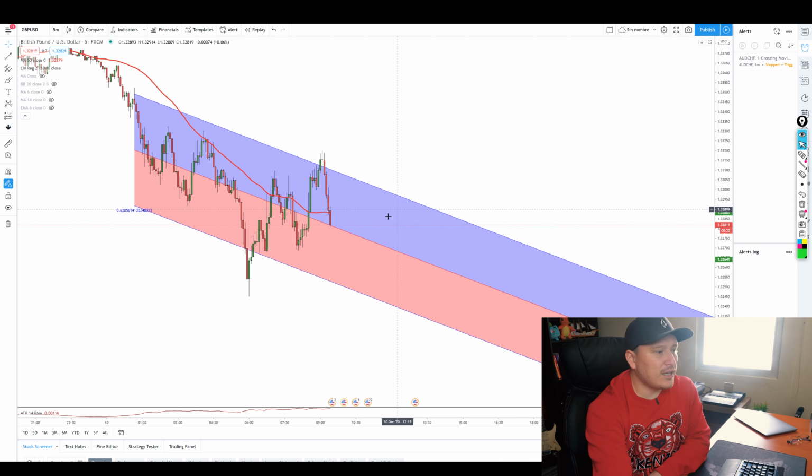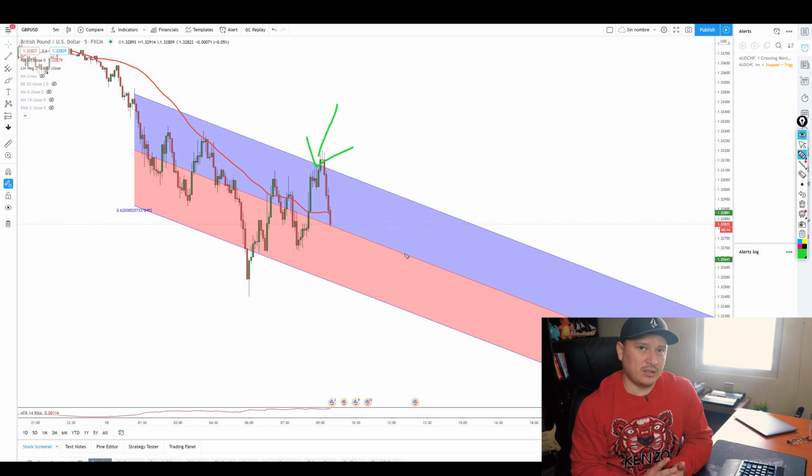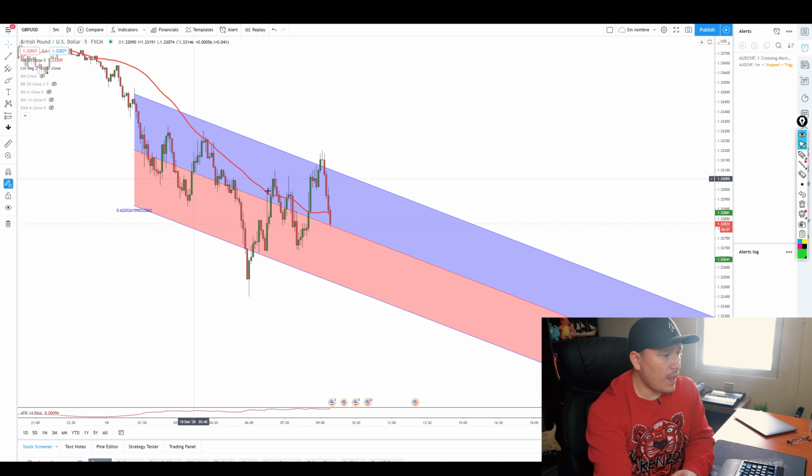Now, what is it that you need to do? All you need to do is enter a trade when it touches these boundaries. As simple as that. Right now, as you can see, I'm on a 5-minute chart, and all you need to do is enter this specific trade.